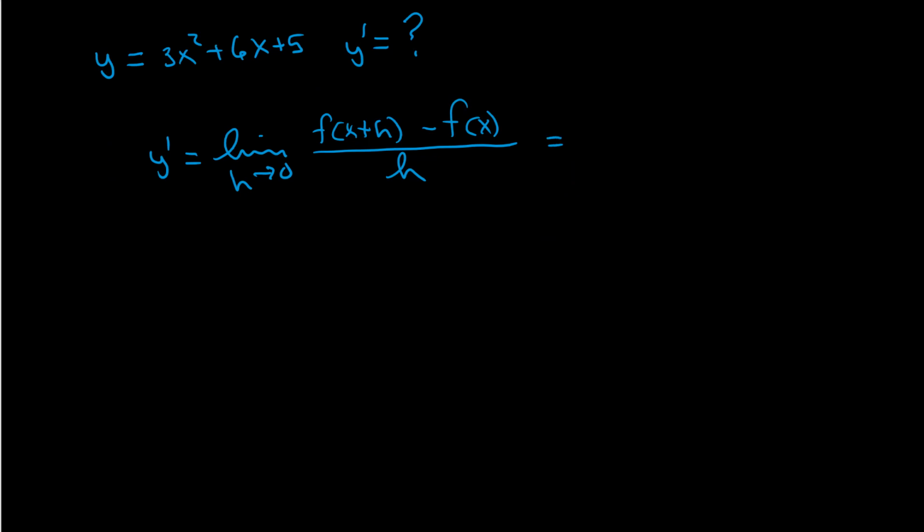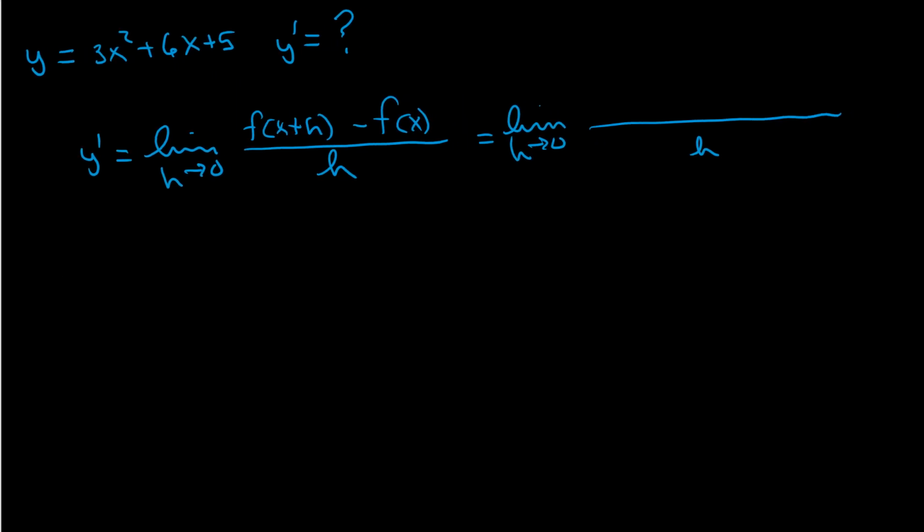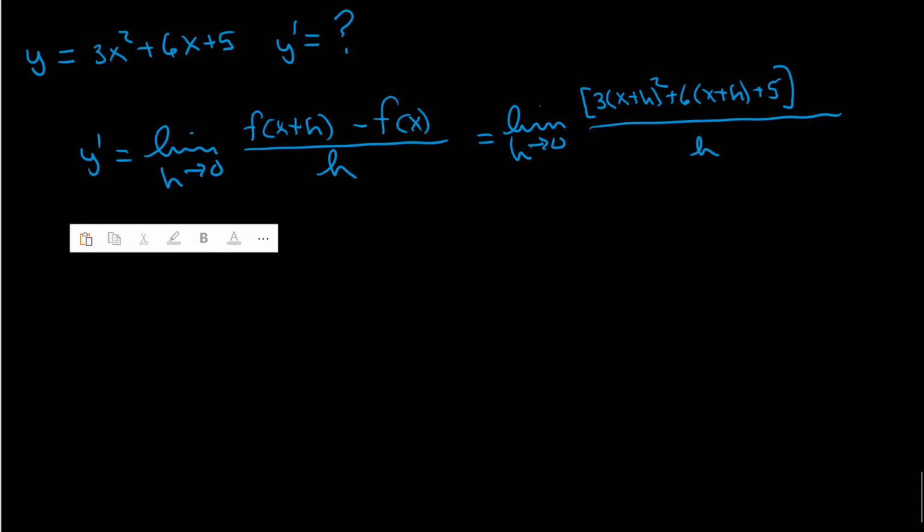Well, our first step is going to be we're going to do this limit as h goes to 0. And remember, in the denominator, we're going to have our h. Okay, so what else are we going to have? First off, we're going to have our 3 times x plus h squared plus 6 times x plus h plus 5. Where did that all come from? That came from taking the x plus h and substituting it into our original equation.